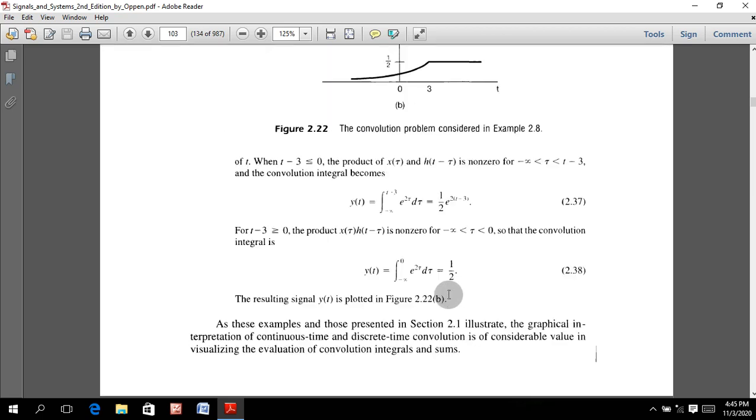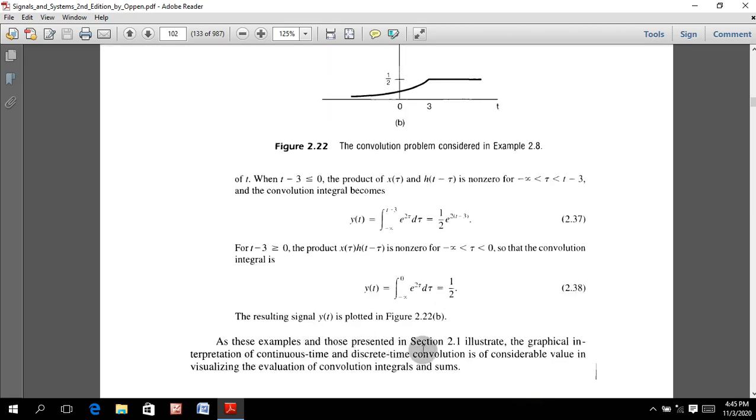As these examples and those present in section 2.1 illustrate, the graphical interpretation of continuous-time and discrete-time convolution is of considerable value in visualizing the evaluation of convolution integrals and sums. It is as clear as that.